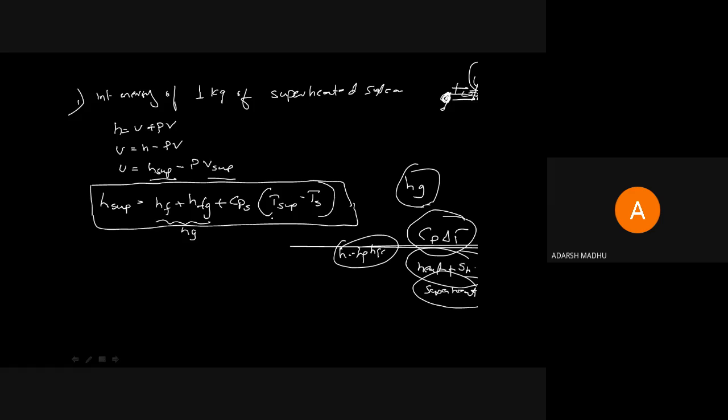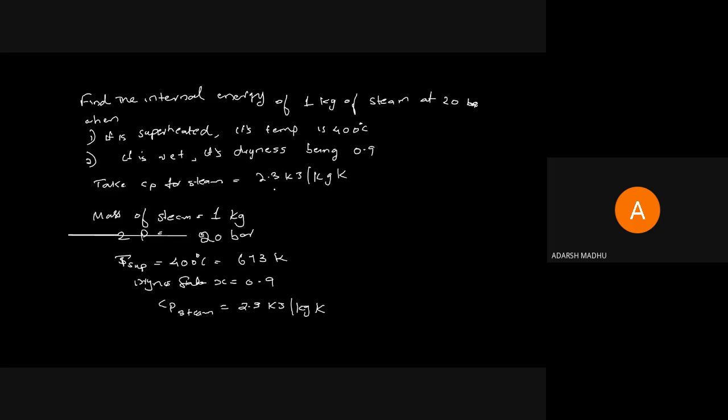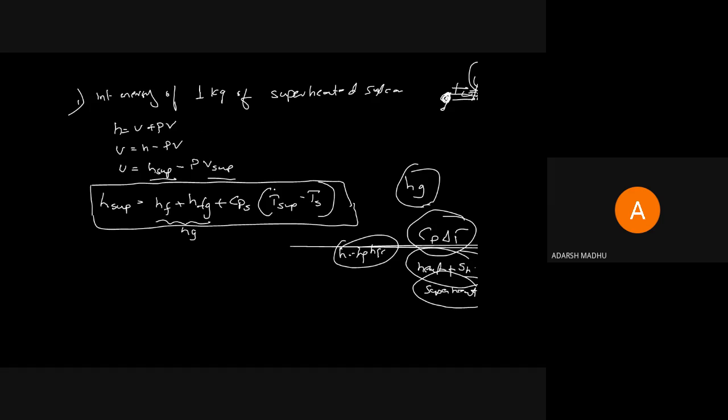See, T superheat is already known, Cps is known. So you want to find the values of HF, HFG and TS. For that, the pressure is given as 20 bar. Take the pressure table at 20 bar. Take your pressure table and note all the values needed. Pressure table at 20 bar.